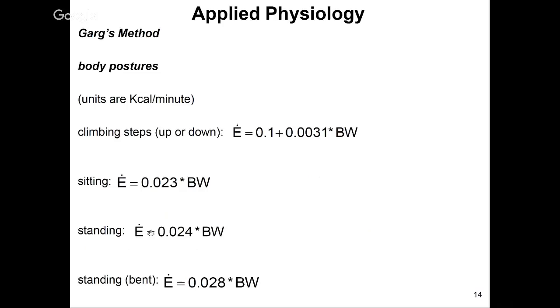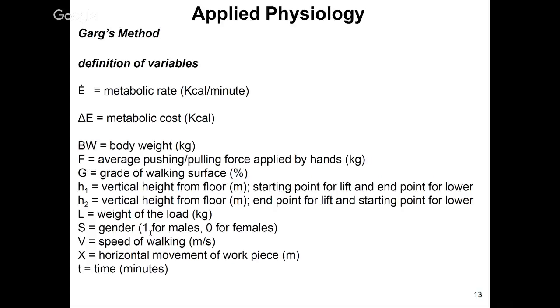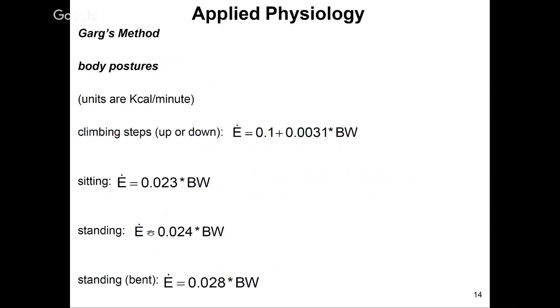So if you're climbing steps, this is the equation. All you have is the body weight. Okay, I skipped over body weight, but BW is body weight. So all of these are for postures. Sorry, not tasks. So if you're climbing, sitting, standing, or standing but at an angle, bent, these are the different equations you'll use to find the energy. These are pretty easy and straightforward. Finding the posture energy will not be that difficult.